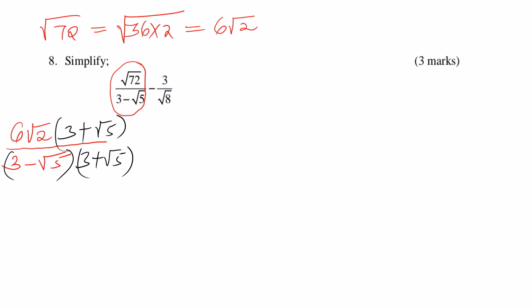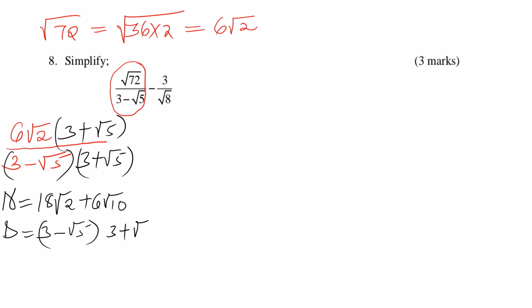Now let us multiply the numerator. So for the numerator, 6 root 2 multiplied by 3, that will give 18 root 2, then plus 6 root 2 multiplied by root 5, that will give 6 root 10. That is the numerator. Then for the denominator, we have 3 minus root 5 multiplied by 3 plus root 5.